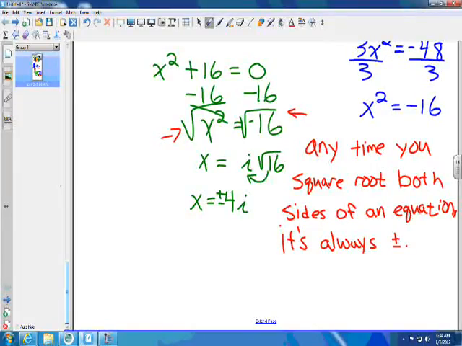Don't forget that. I will count that wrong. Probably not today, but after this section, it will be counted wrong, so don't forget it.